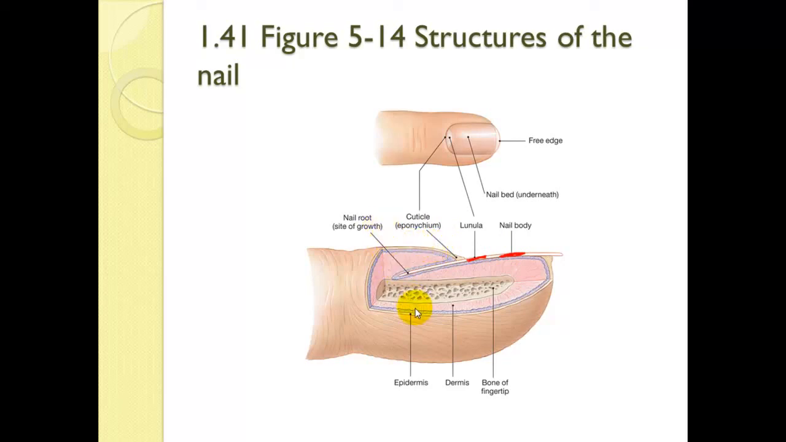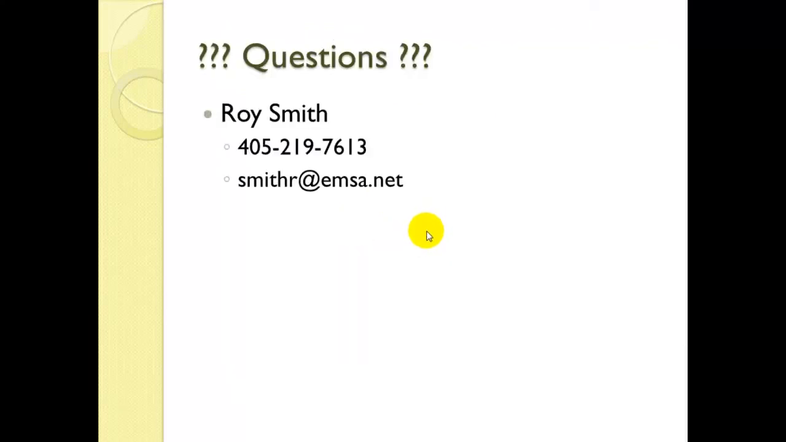So everyone can see this. Epidermis, dermis, bone of the fingertip. So keratinized cells in the actual nail part, or what we would think is the nail, made out of essentially the lunula. And nail growth, or the site of growth, is way back here by our joint, almost.